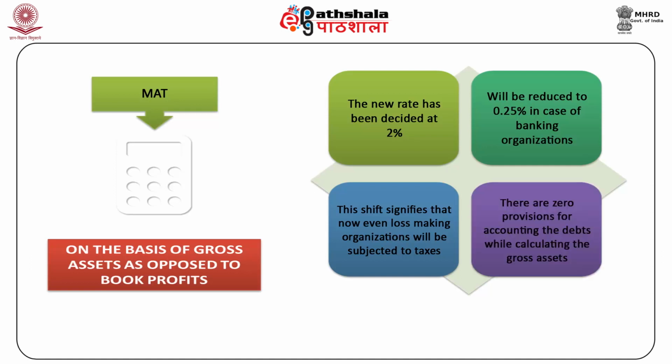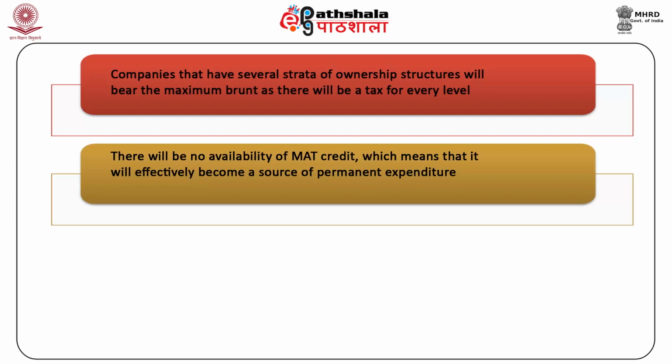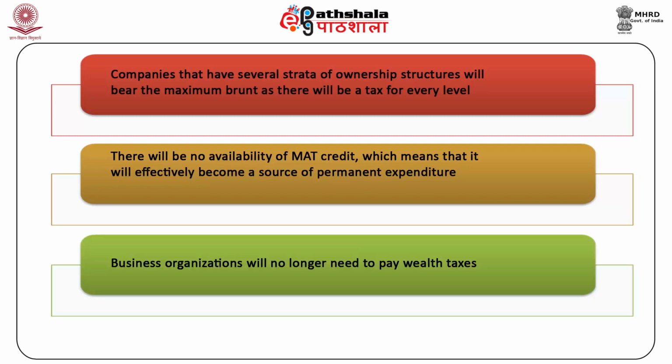This shift signifies that now even loss-making organizations will be subjected to taxes. There are zero provisions for accounting the debts while calculating the gross assets, something that will affect companies that focus on capital-intensive projects. Companies that have several strata of ownership structures will bear the maximum brunt as there will be a tax for every level. There will be no availability of MAT credit, which means that it will effectively become a source of permanent expenditure. Business organizations will no longer need to pay wealth taxes.